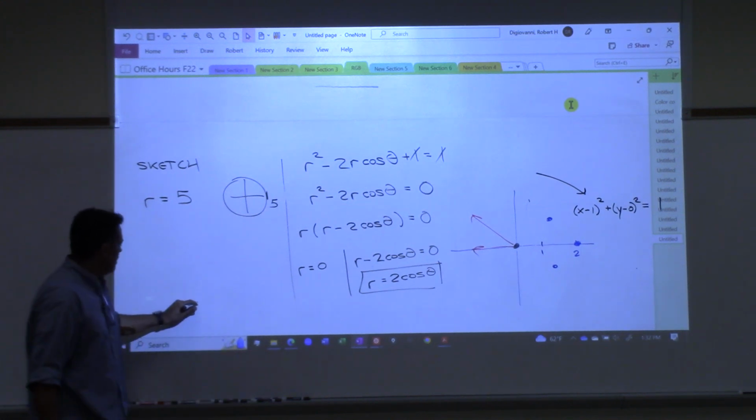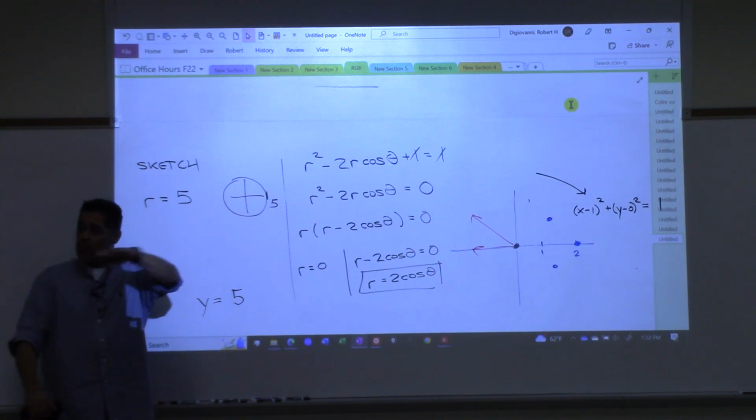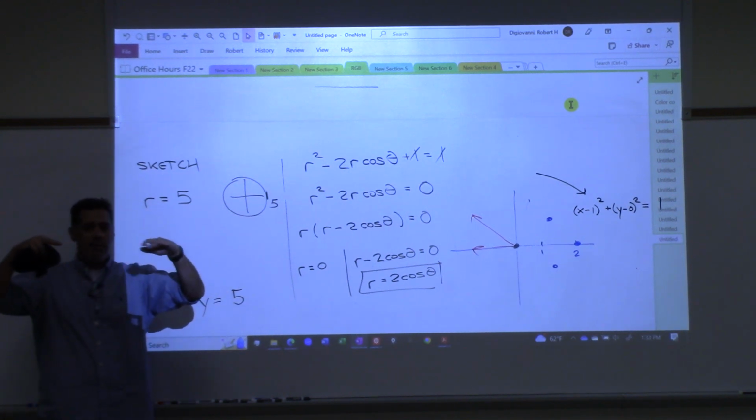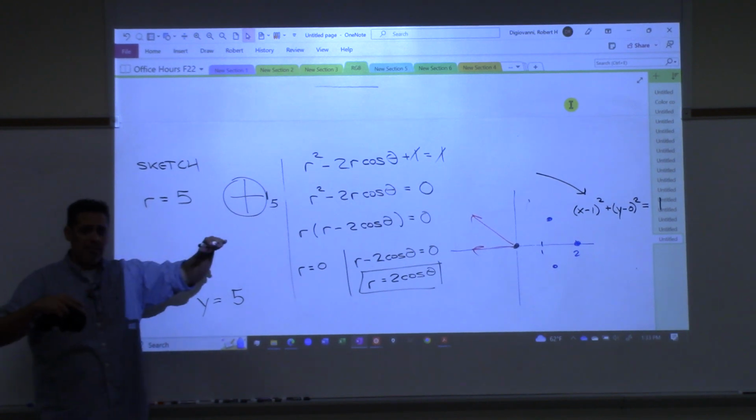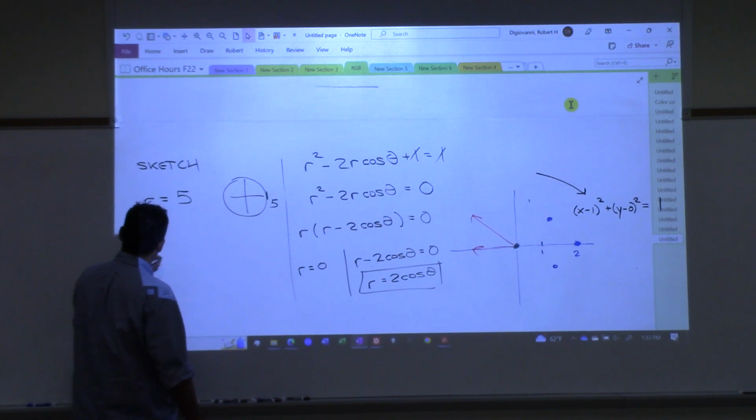Now, in Cartesian, if I write y equals 5, let's say, now you're drawing a horizontal line, right? Because your y is 5. It's completely independent of what the x value is. So let me do the same thing in polar. If I write theta equals, I don't know, pi over 2.